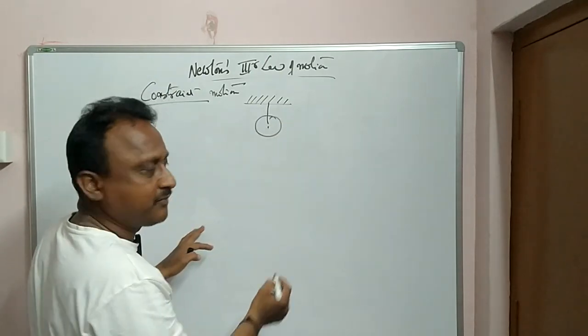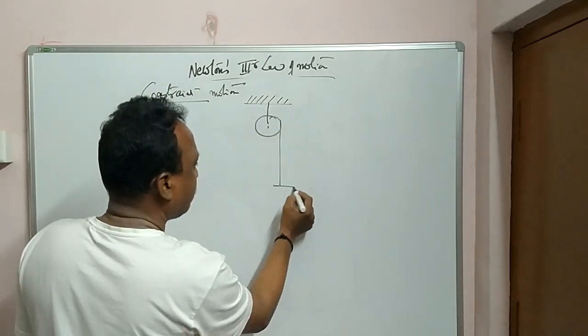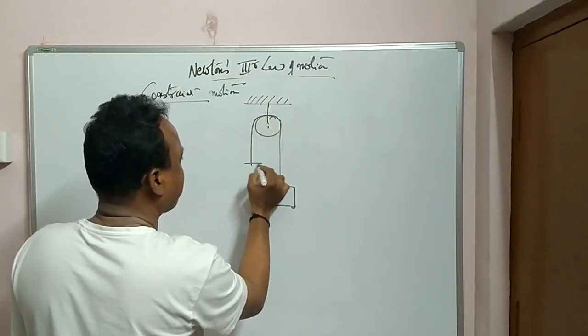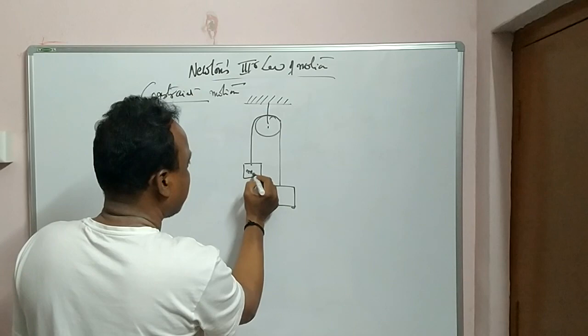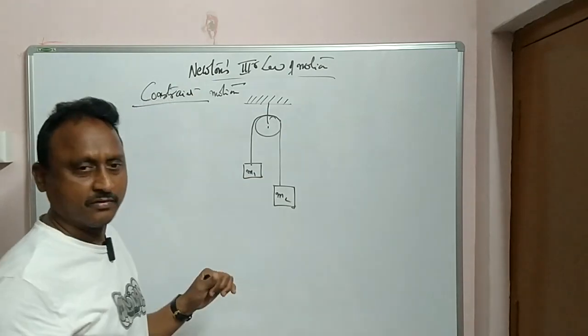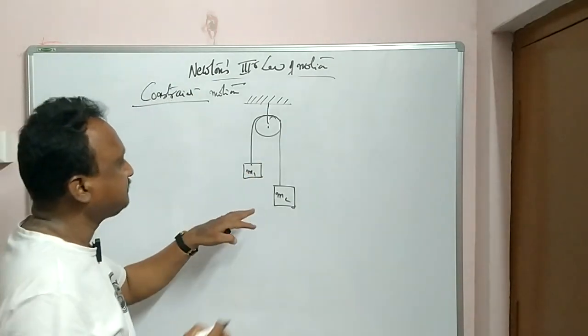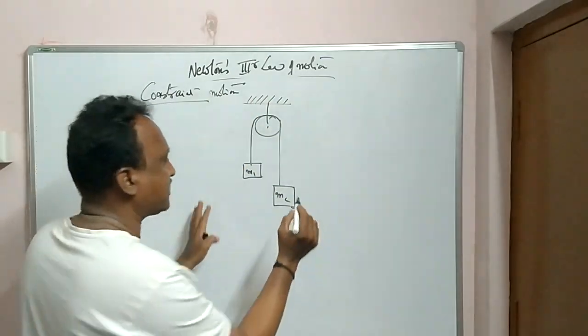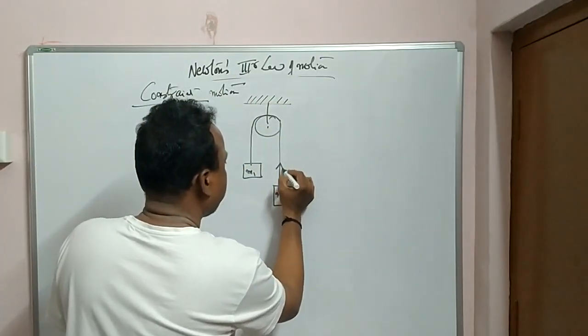In outward motion you have a pulley. Similarly, two bodies are attached to a string, M1 and M2. For example, this is M1 and this is M2. In outward motion you can see the same string means, if it is the same string, the tension won't change. So let it be tension T.